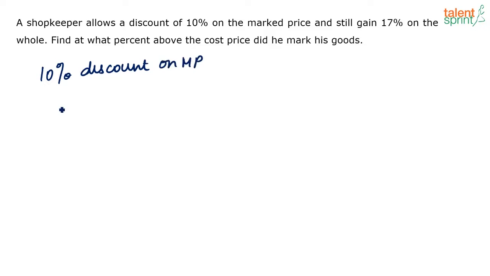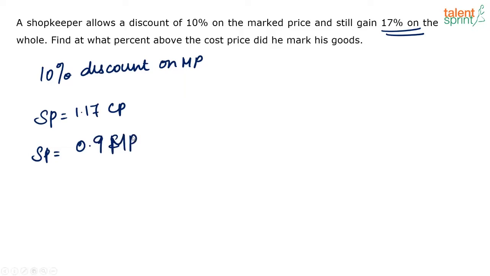Net he is gaining 17% on the whole, means his selling price is nothing but 1.17 times the cost price, right? Now again selling price in terms of the marked price, how can I write? They are giving a 10% discount on the marked price, means he is selling it for 90% of the marked price, right? So the selling price is equal to 1.17 times the cost price, that is equal to 0.9 times the marked price.